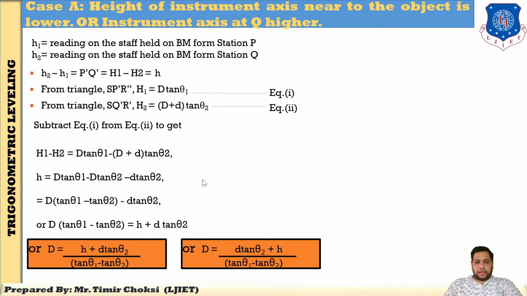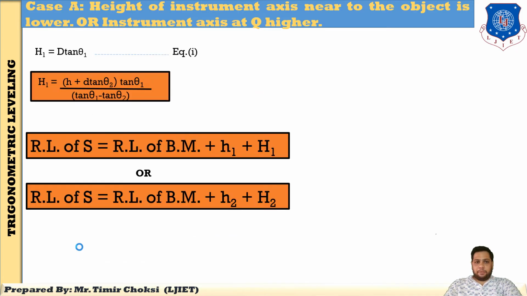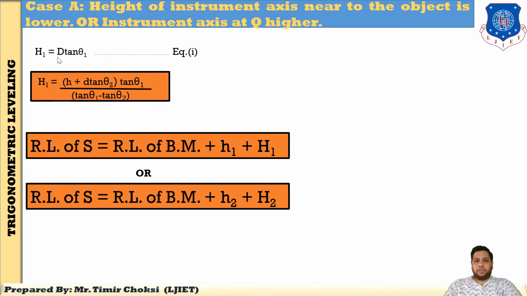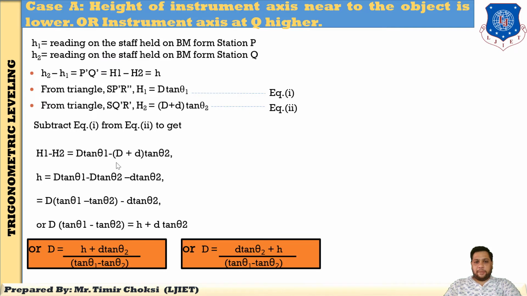Now, having got the answer for capital D, put capital D into equation number 1 or 2 to get H1 or H2. I have only put the value of D in equation number 1. So in an exam, you put the value in only one equation. So H1 equals the value of capital D put in.